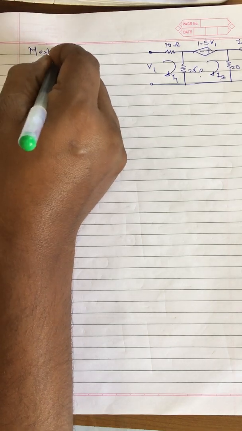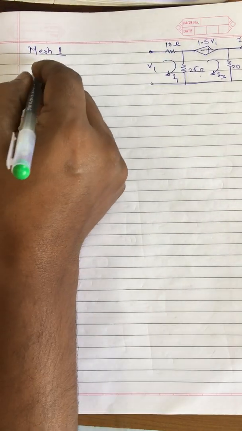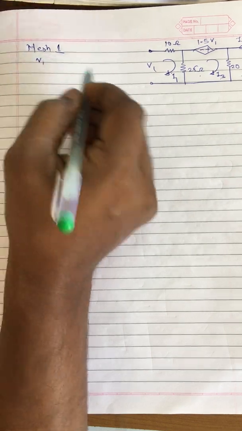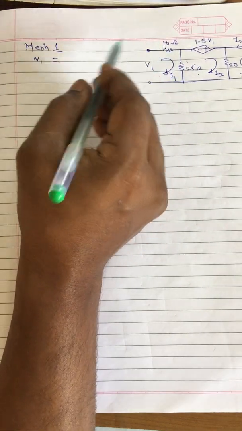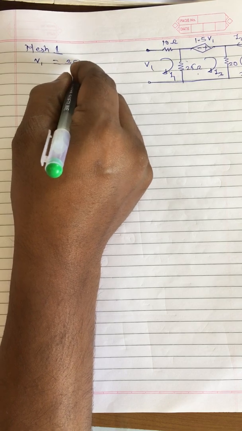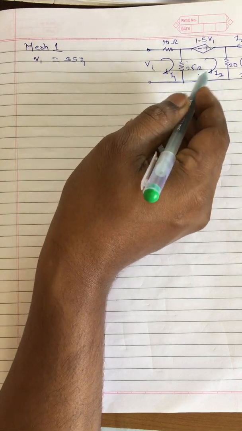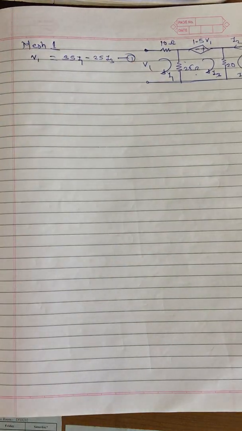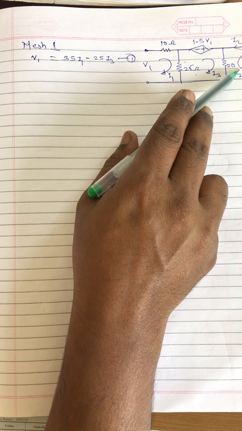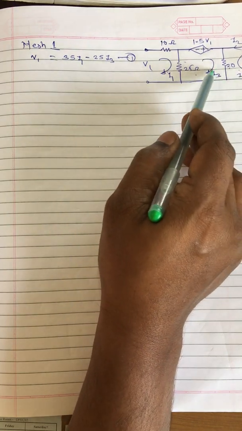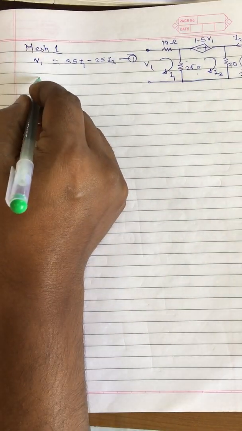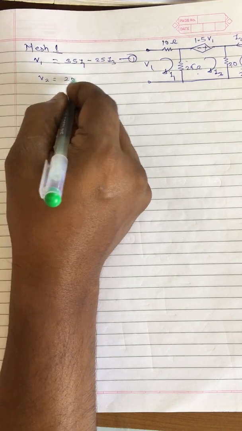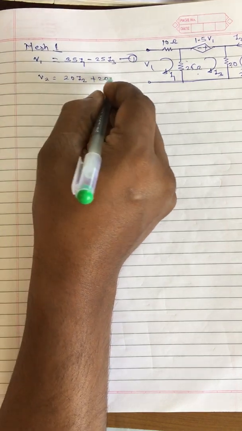So in mesh 1, the equation will be V1 equal to 25 plus 10, that is 35 I1, opposite direction, so minus 25 I3, first equation. Then apply KVL over here. It is directly 20 I2 plus 20 I3. So I can write V2 equal to 20 I2 plus 20 I3, both in the same direction. Then we will apply KVL in the third loop.